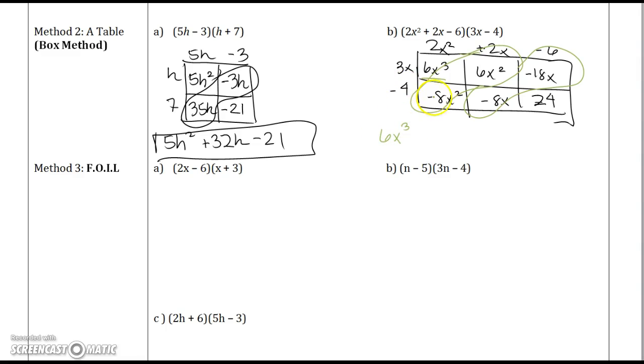6x cubed. Now, negative 8x squared plus 6x squared gives me negative 2x squared. Negative 8 plus negative 18 is negative 26x. And then lastly, I have positive 24. Check yours with mine and make sure that we match. I'm going to press pause here.